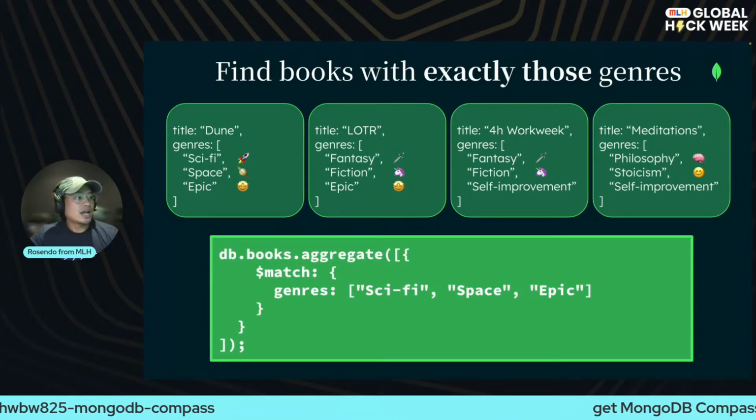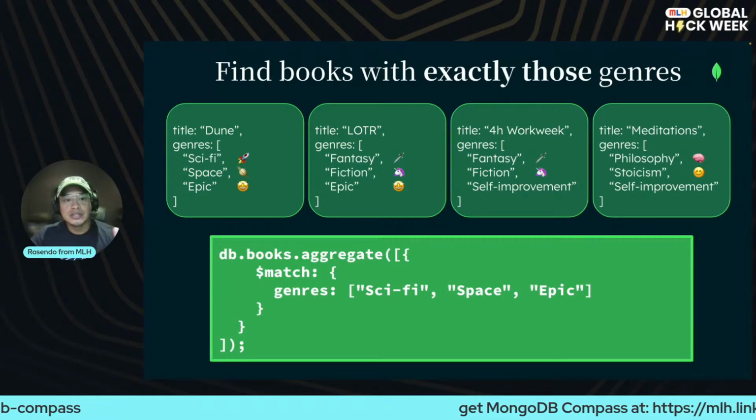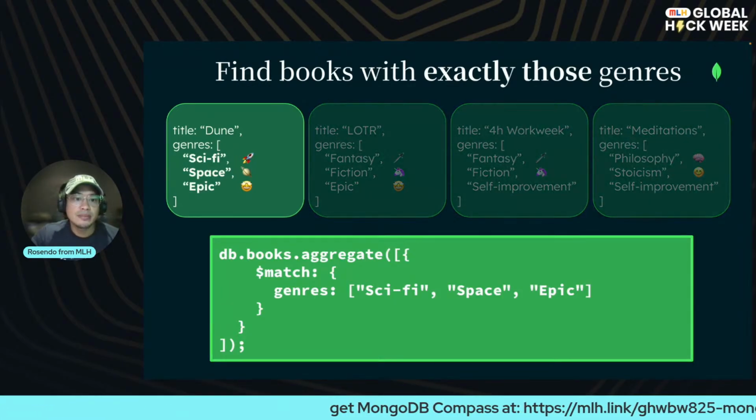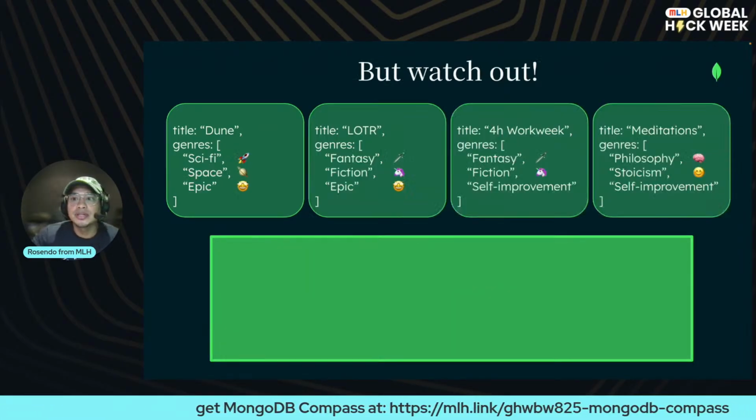So here you're going to do sci-fi, space, and epic. So only get the ones that have exactly those 3 things in the array. And it's going to filter down to the Dune book.